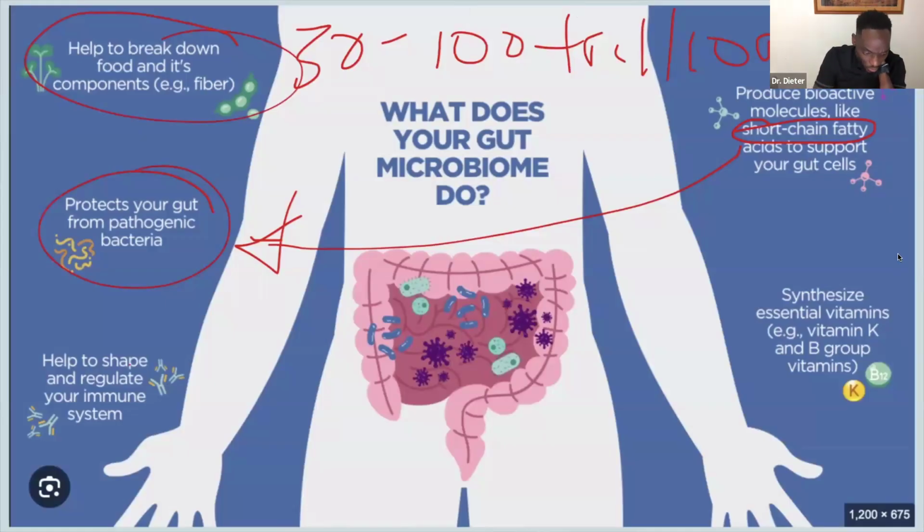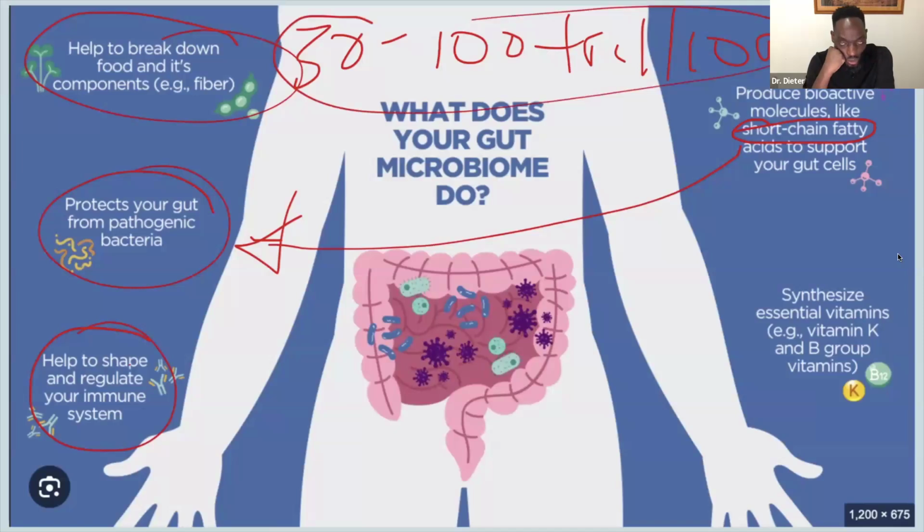Then the immune system also helps to regulate and train. The microbiome also helps these organisms regulate and train the immune system.